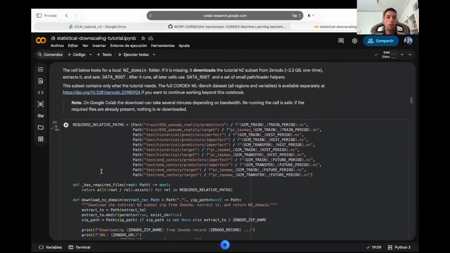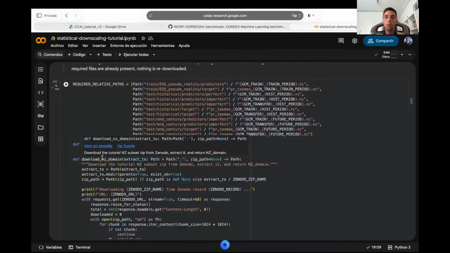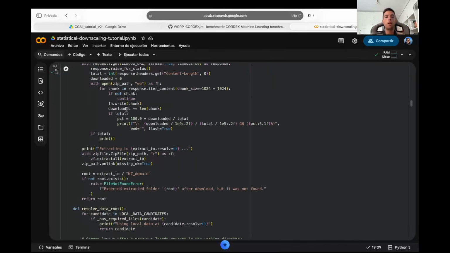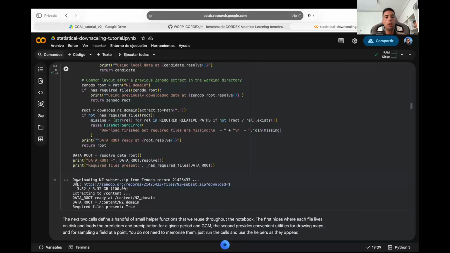So in this chunk of code, you have all the required code to get the data from Zenodo and to save the data in Google Colab. If the data is already present, it will skip the download. Otherwise, it will download the data from Zenodo and save it as required for the rest of the tutorial. Again, this shouldn't take much time, so you can download it, wait a couple of minutes, and you should get the data ready to work with.